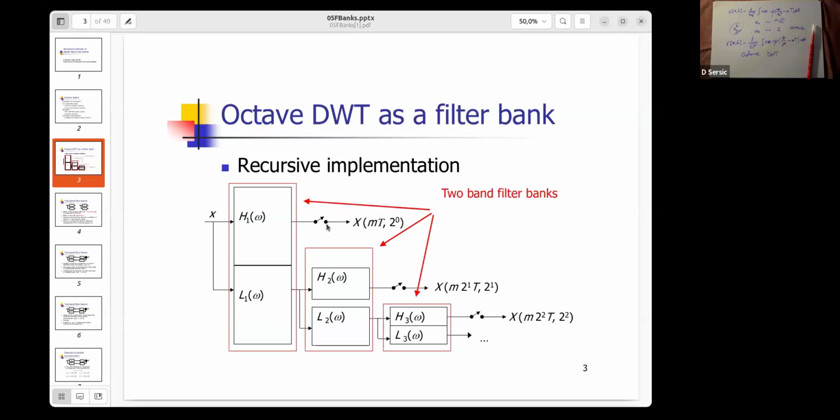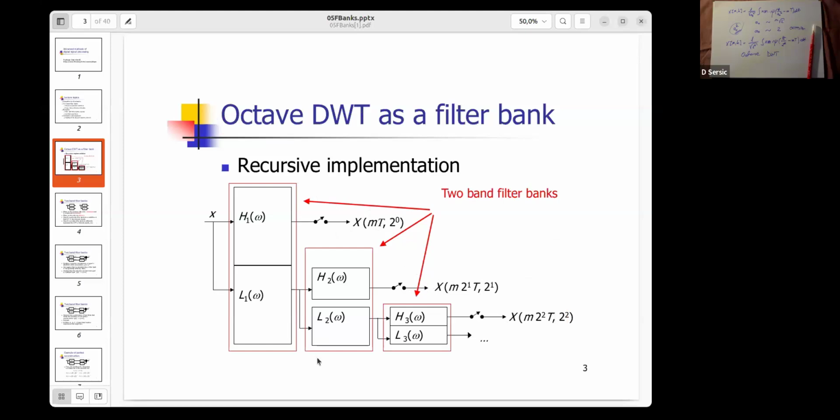These switches illustrate discretization. So we are taking samples very fast right here. On the high frequency side, we have a very fast sampling. And if we are talking about octave discrete wavelet transform, then we need slower sampling here, 2 times slower sampling, 2 times slower sampling, then 4 times slower sampling, and so on. So such a thing corresponds to octave DWT.